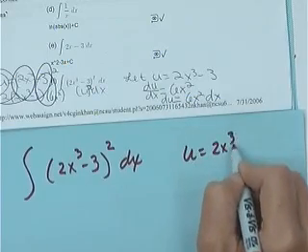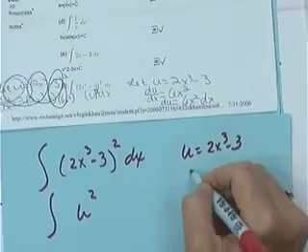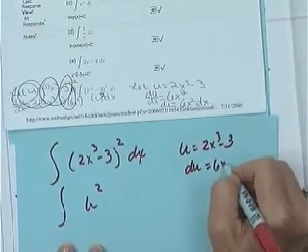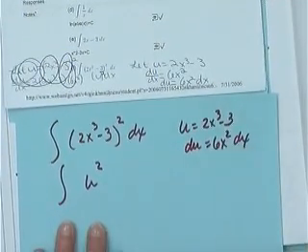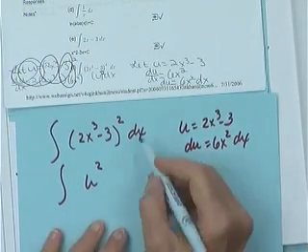Okay, her comment was, I call u 2x cubed minus 3, and I got u squared. du is 6x squared dx. This is where you had to look.